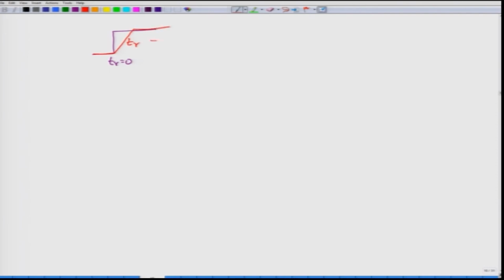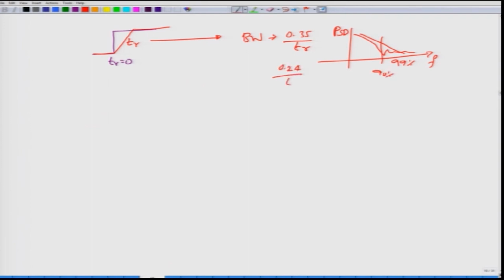Corresponding to this TR, there will be a certain bandwidth, which is about 0.35 by TR, where about 99% of the power spectral density would have gone down. So this is about 99% in terms of the frequency, this is the power spectral density. So that bandwidth is about 0.35 by TR. If you are happy with a 90% value, then you can even use a slightly non-conservative estimate of 0.24 by TR.